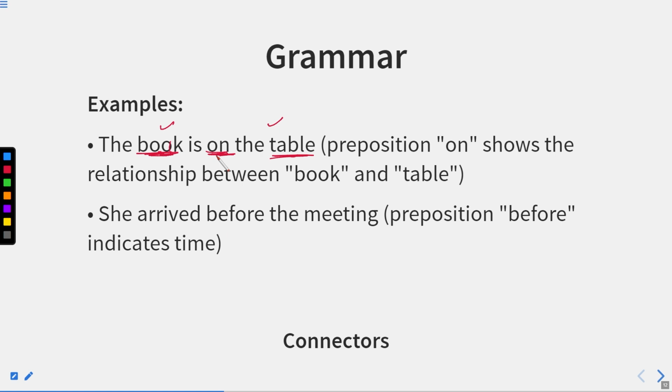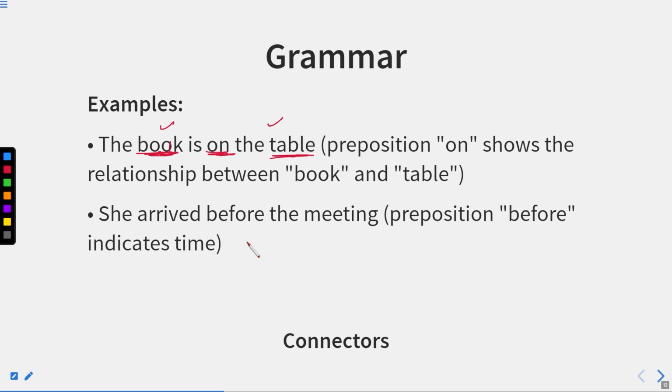So this "on", though it is connecting the two nouns, here it is not connecting two separate sentences, it is not connecting two separate nouns, it is connecting just to tell the position of that particular noun over something. "On" shows the relationship between book and table, by showing the position of it.